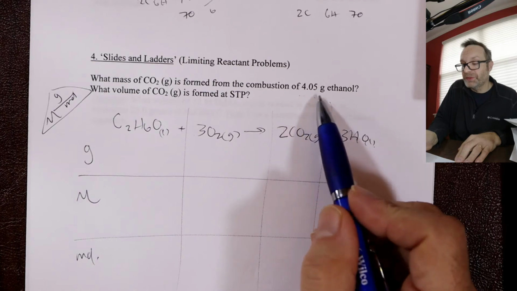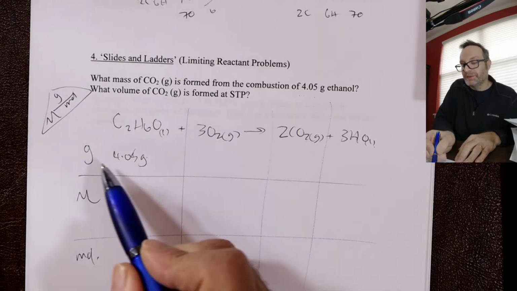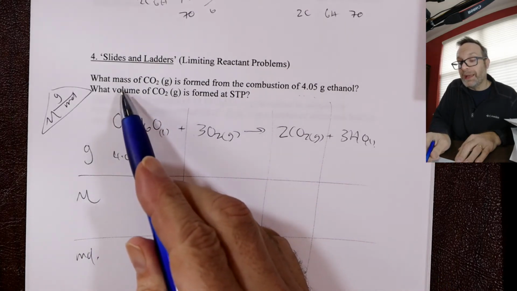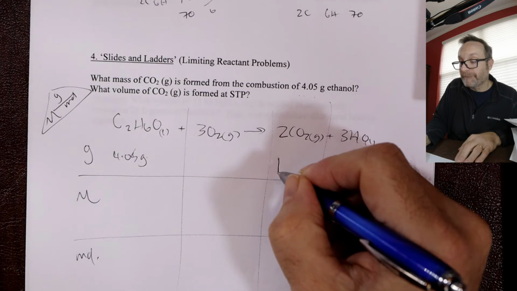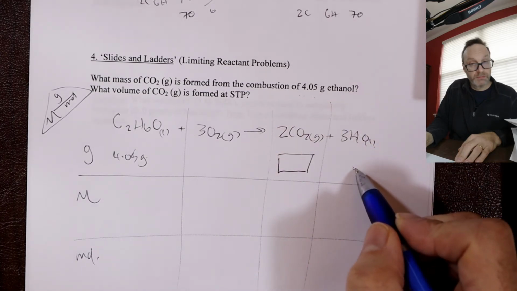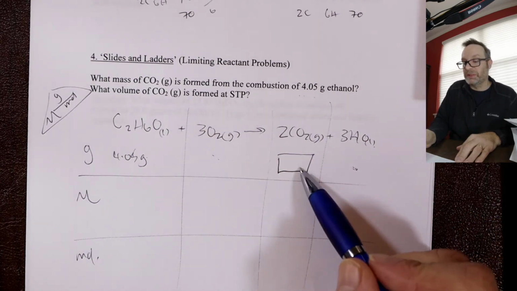So we're given 4.05 grams of ethanol. All right, this is the grams row. Our destination is what mass of CO2 is formed. All right. We could also, if you want, work out the mass of H2O formed, or in fact the mass of oxygen used. Okay, we'll just navigate to these positions, but we're going to go here.